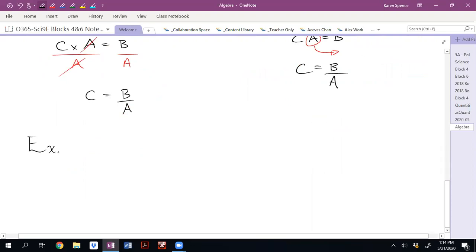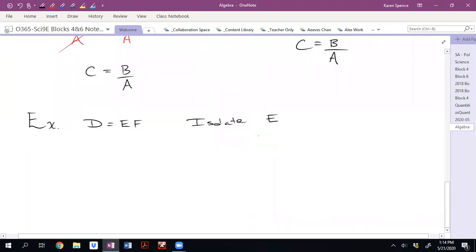Okay, and our one last example is going to be D is equal to E times F, and we are going to isolate E. Isolate E means the same as solve for E.